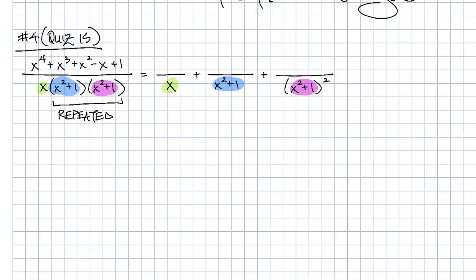Then to fill in the numerators, we need to think about the degree of the highlighted factor. The green x has a degree of 1. It's linear. But 1 degree less than that is a constant, so I just need an A on the top. If I look at the blue factor, though, that's second degree. So 1 less than the second degree is first degree, which means I have the linear numerator, bx plus c.